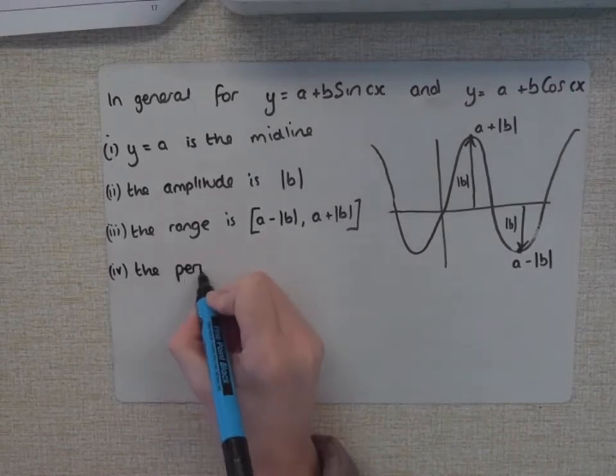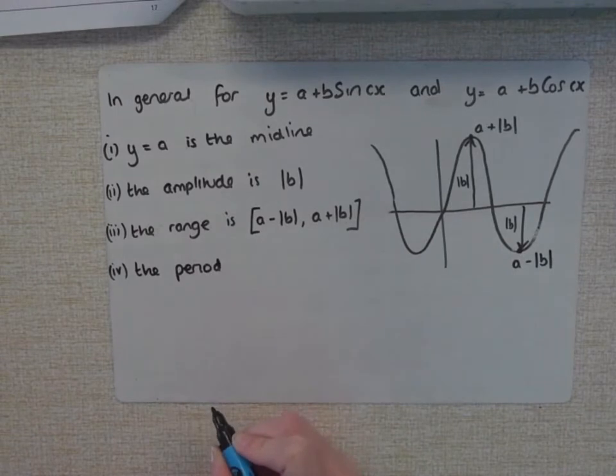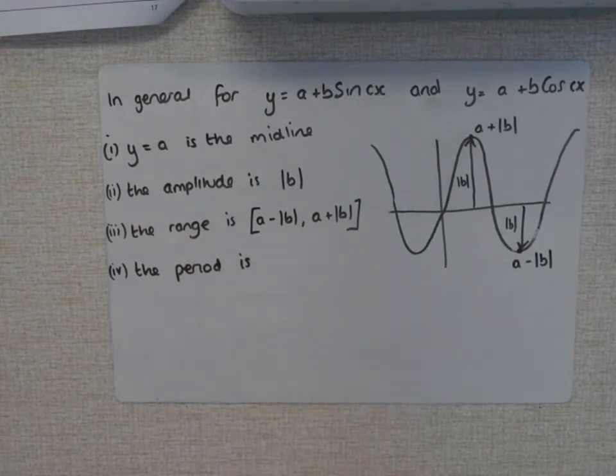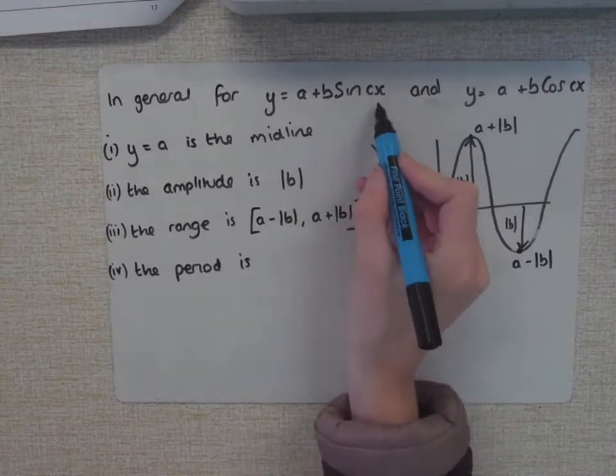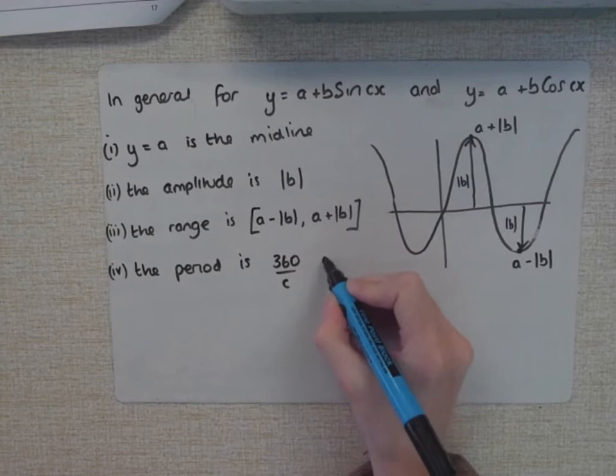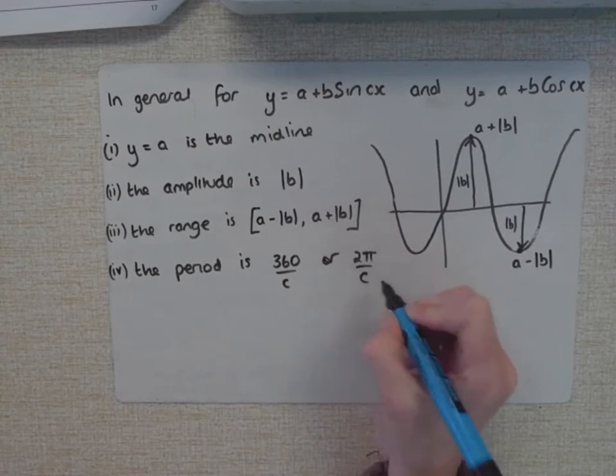And the period. Can you remember how we get the period? 360 over C, lovely. Whatever you're multiplying the angle by, 360 divided by C, or 2 pi over C.